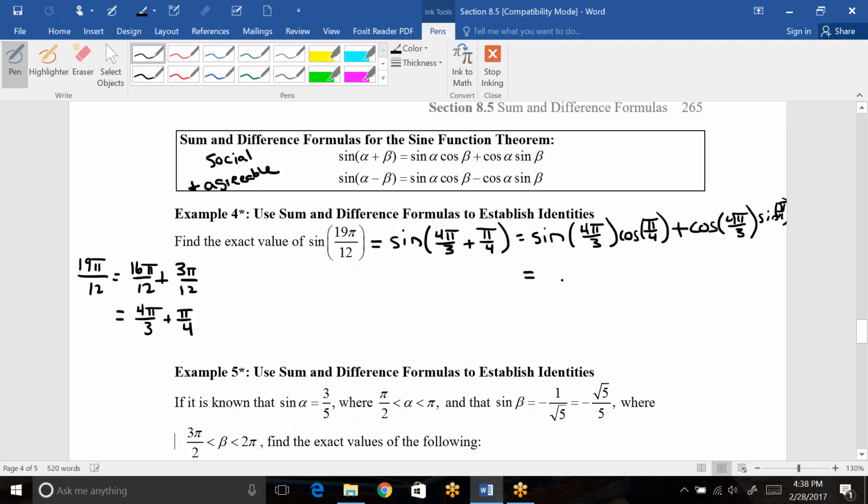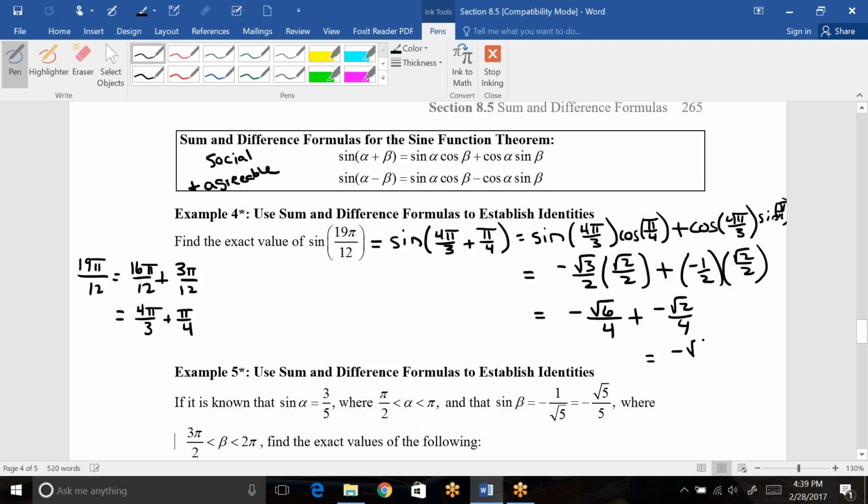Again, you can refer to your unit circle, but sine of 4 pi over 3 is negative square root of 3 over 2. Cosine of pi over 4 is square root of 2 over 2. Cosine of 4 pi over 3 is -1/2, because remember 4 pi over 3 is in quadrant 3, so both parts are negative. And then sine of pi over 4 is also square root of 2 over 2. If we work this out, this is negative square root of 6 over 4 plus negative square root of 2 over 4. So I could write that as negative square root of 6 minus square root of 2, all over 4.